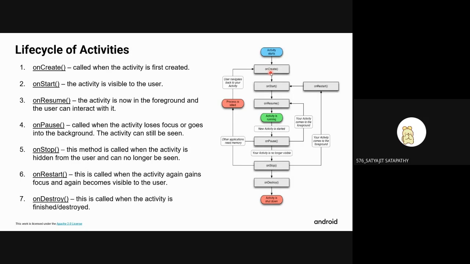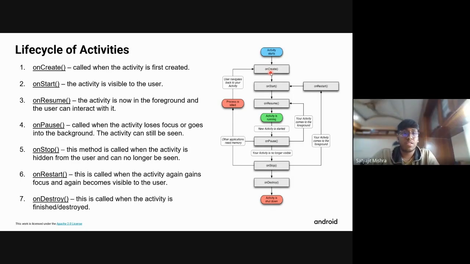Okay. Let me take the example of WhatsApp itself. What would happen when the first time you open WhatsApp, the chat list appears, right? Let's just assume that the chat list is one activity. So when the activity opens up for the first time, we have a function called onCreate that will be called.